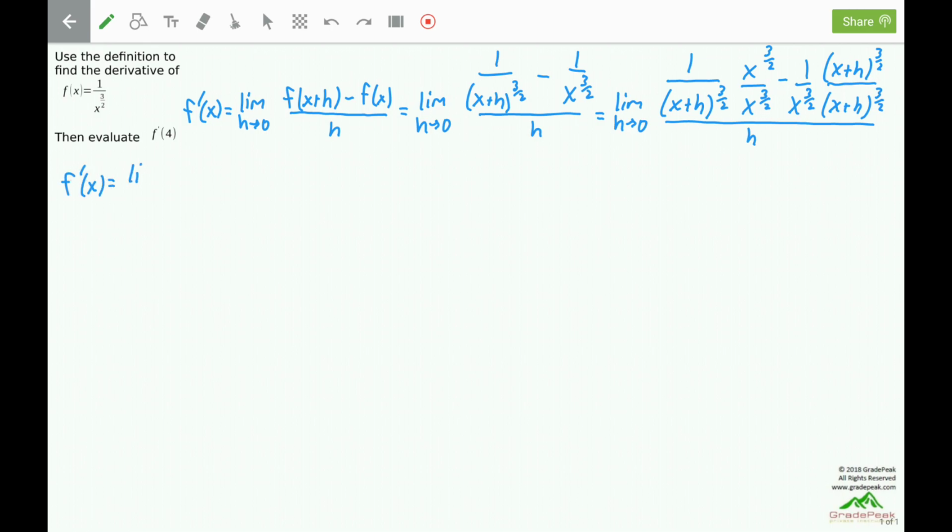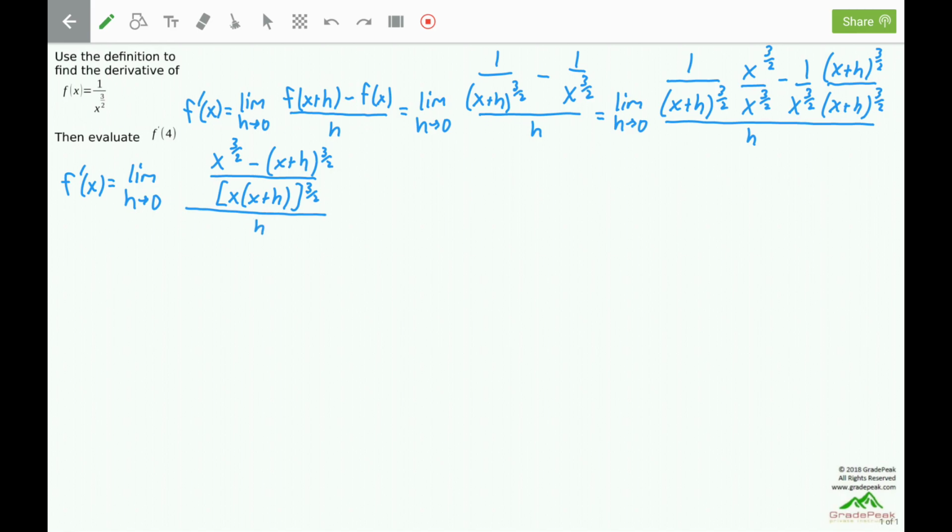So f prime of x will equal the limit as h goes to 0, multiplying the numerators, 1 times x to the 3 halves, minus 1 times x plus h to the 3 halves, all over multiplying the denominators for the common denominator, x to the 3 halves times x plus h to the 3 halves. Since they're both to the same power, they can multiply each other and have the quantity raised to that common power of 3 halves. All of this is divided by h.